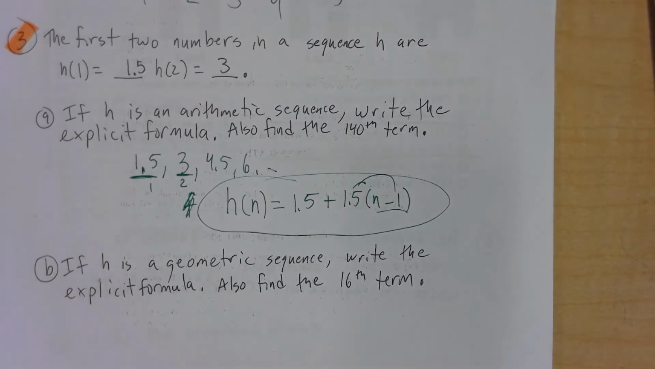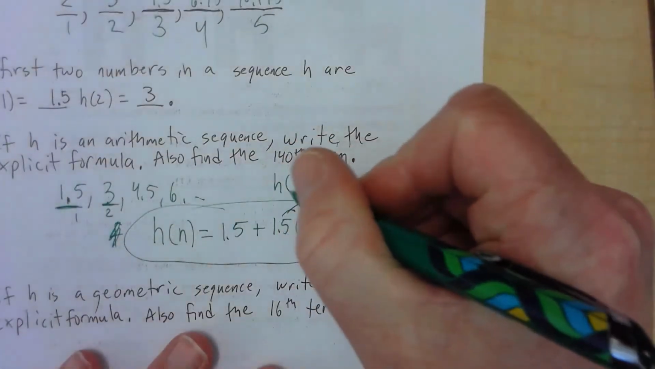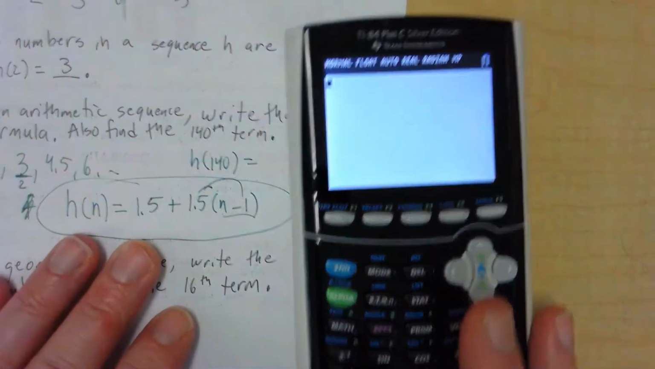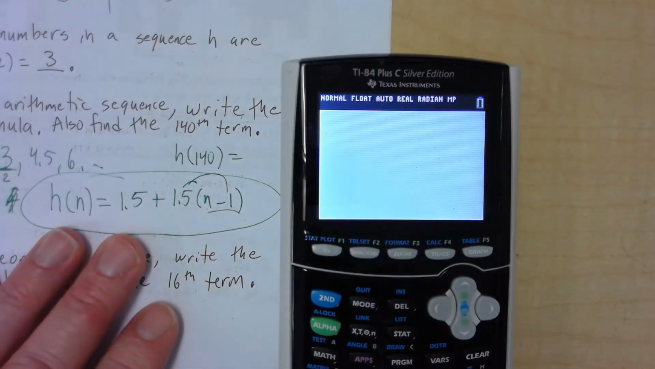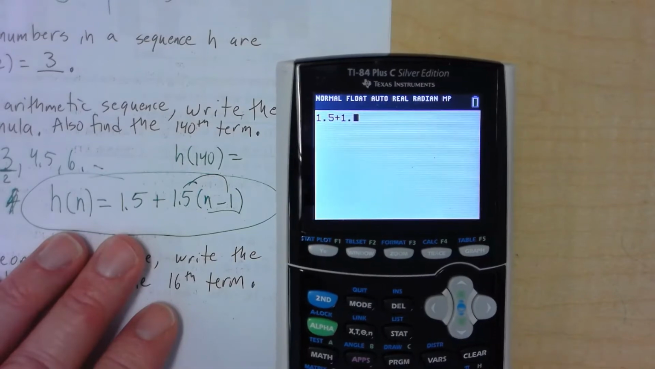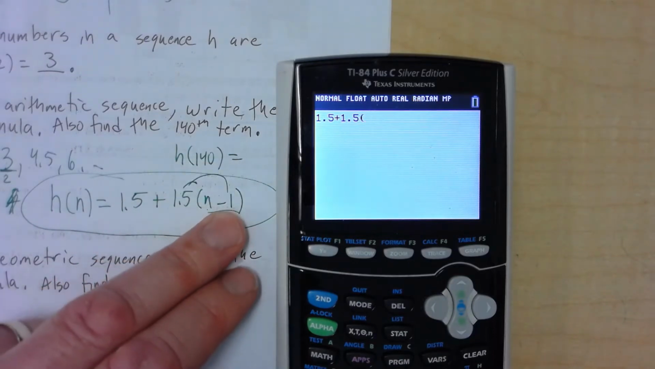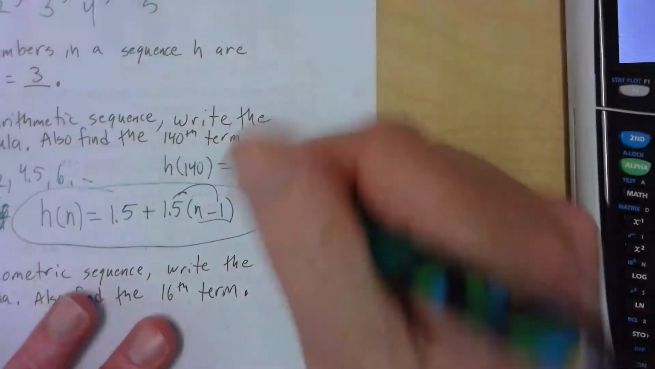Now we have to do the same thing with the next one. Oh, and then we have to find the 140th term. Okay, so h of 140 is equal to, and I did this so you wouldn't have to type in the button 140 times, so we can jump right to the 140th term. So it's 1.5 plus 1.5, and then you're not adding 140 1.5s, you're doing 139 because it's n minus 1. 139, enter. So 210 is the answer. 210.